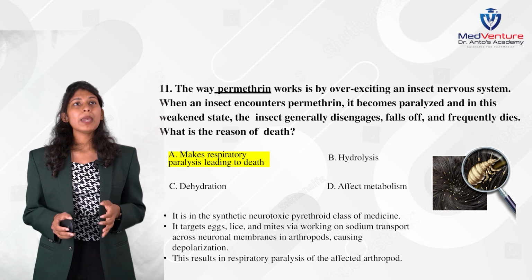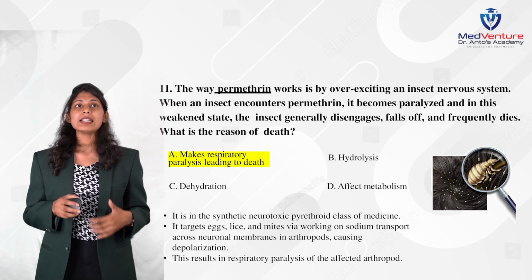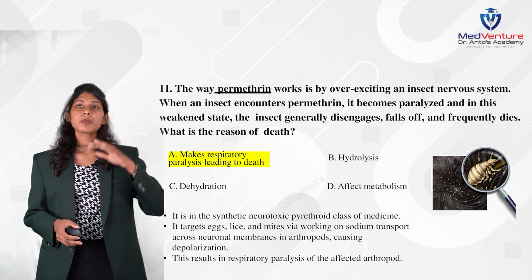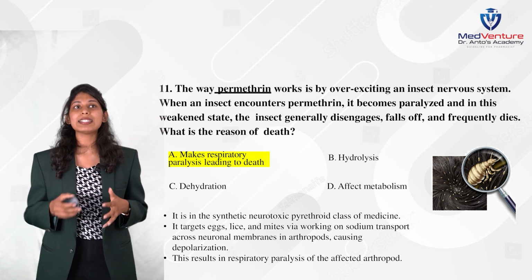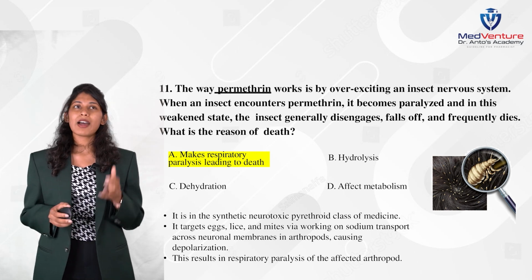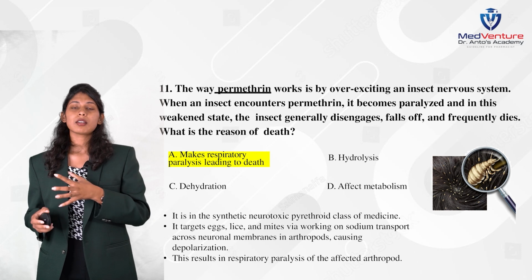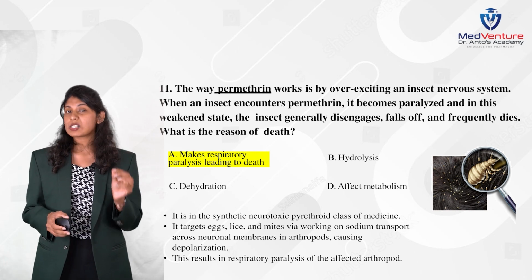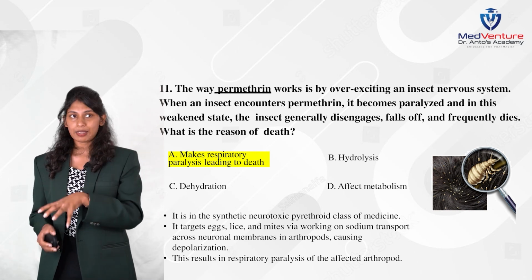Moving on, the way permethrin works is by overexciting an insect's nervous system. When an insect encounters permethrin, it becomes paralyzed, and in this weakened state, the insect generally disengages, falls off, and frequently dies. What is the reason of death? It's basically asking you the mechanism of action of permethrin. The answer is respiratory paralysis leading to death. Permethrin causes respiratory paralysis for the lice, and that is the reason of death.